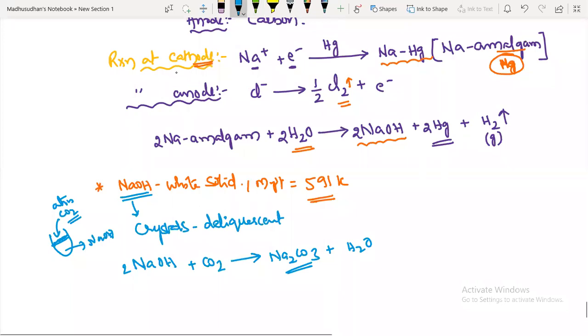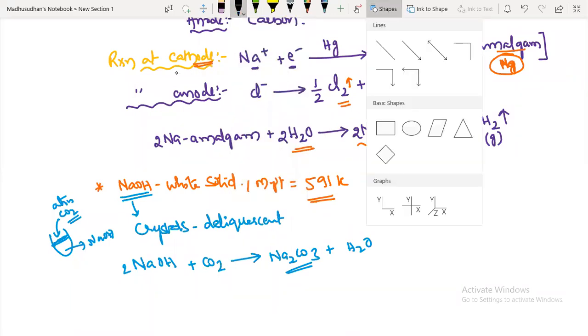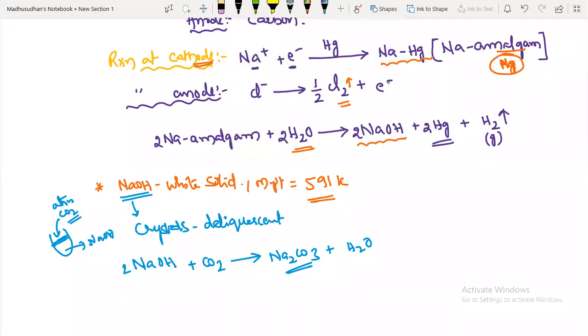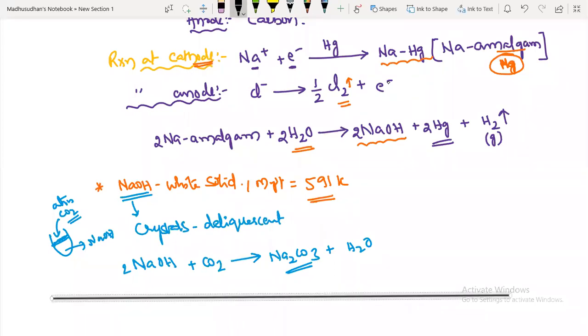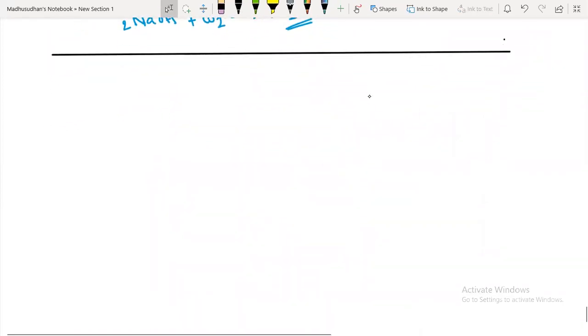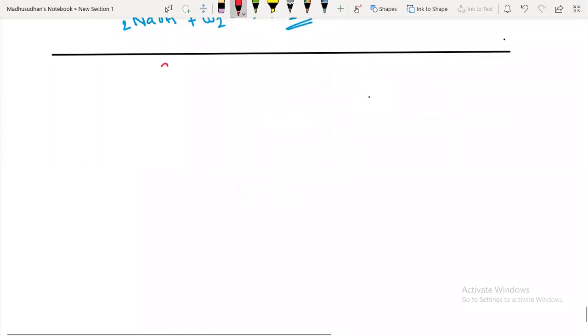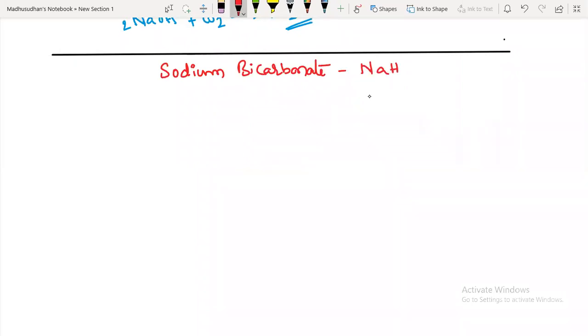Next, we'll move to sodium bicarbonate. Next compound I am starting now. Sodium bicarbonate. What is the formula, guys? NaHCO3.